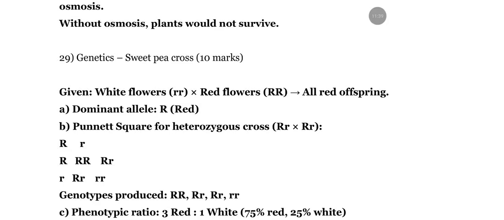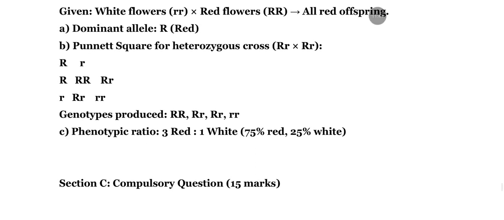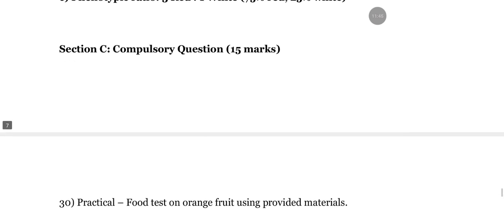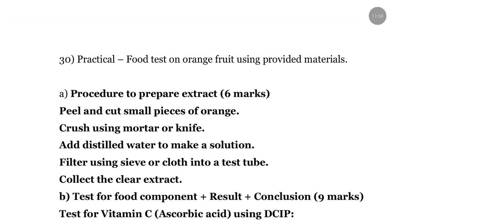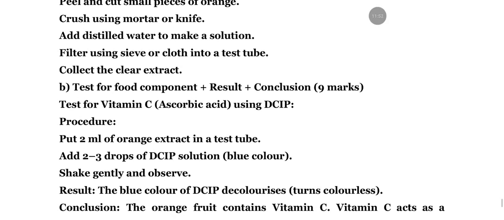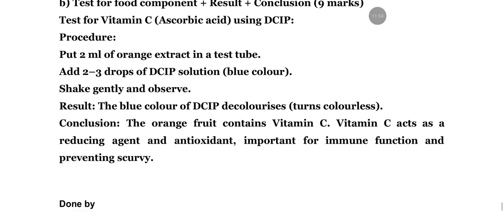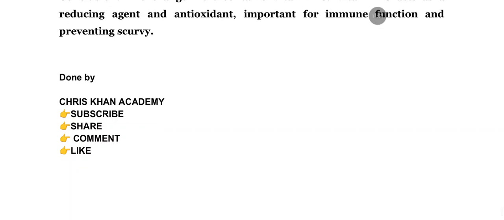Number 39 is about genetics. Sweet pea crosses. As you see, this is the feedback. Section C is a compulsory question. Food test on orange fruits using provided materials. These are the answers as well. B and A.